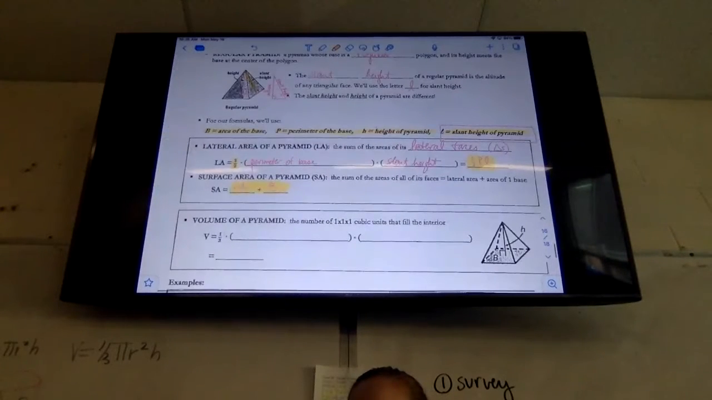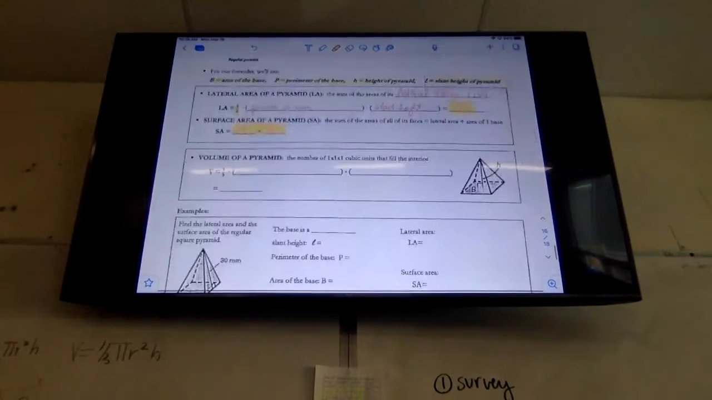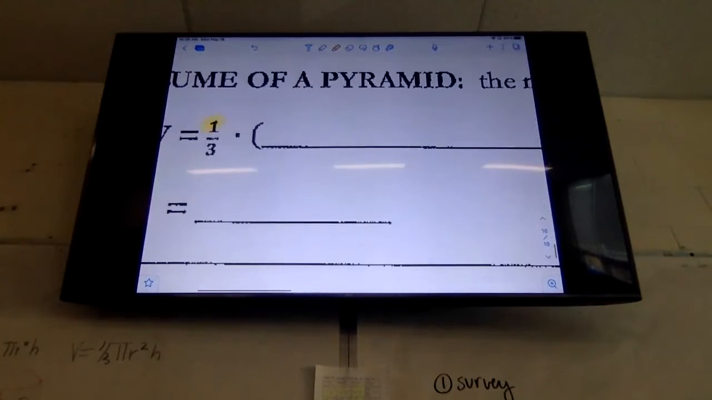Are you just a little bit off on all of those? If you use the old formulas, you're just a little bit off. How would you find this? We're going to do that in 1 second. And then last is volume. Volume is 1/3 times area of the base times height.